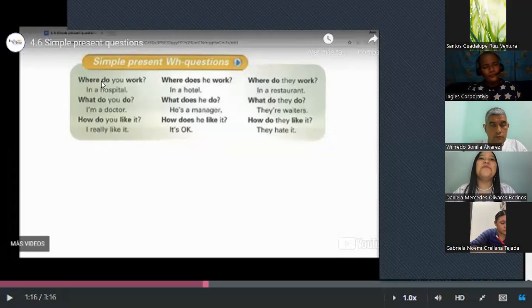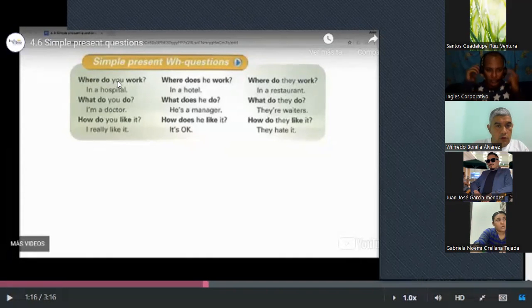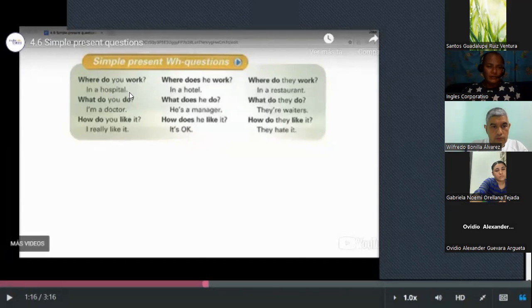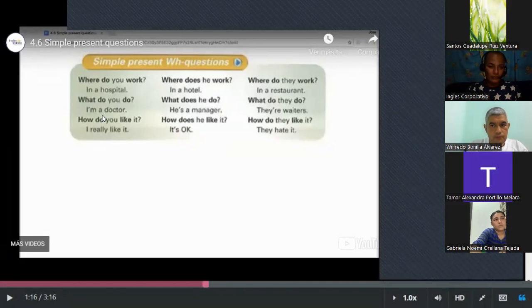Ok, so, ya con deduction, con reduction, sería where do you work? Where do you work? Repeat, where do you work? Where do you work? Podemos decir el lugar o podemos decir la empresa, ¿verdad? En este caso, in a hospital. What do you do? Repeat, what do you do? What do you do? I am a doctor. Don't forget the article. I am a doctor.